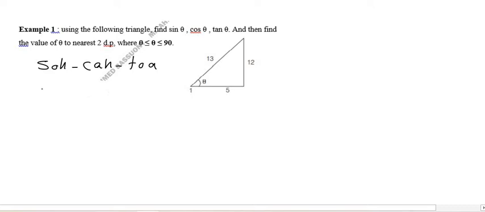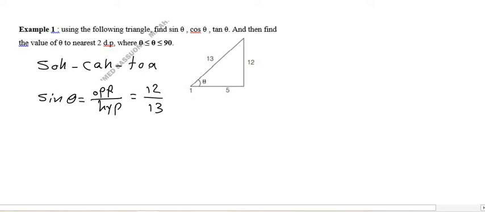We are required to find out the sine of theta. So sine of theta equals opposite over hypotenuse. And from this graph we can identify that the opposite side measures 12 and the hypotenuse measures 13. So simply sine theta equals 12 over 13.